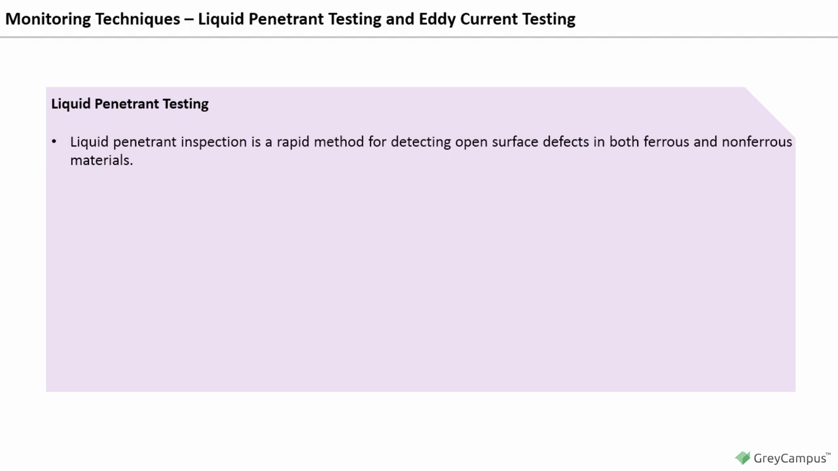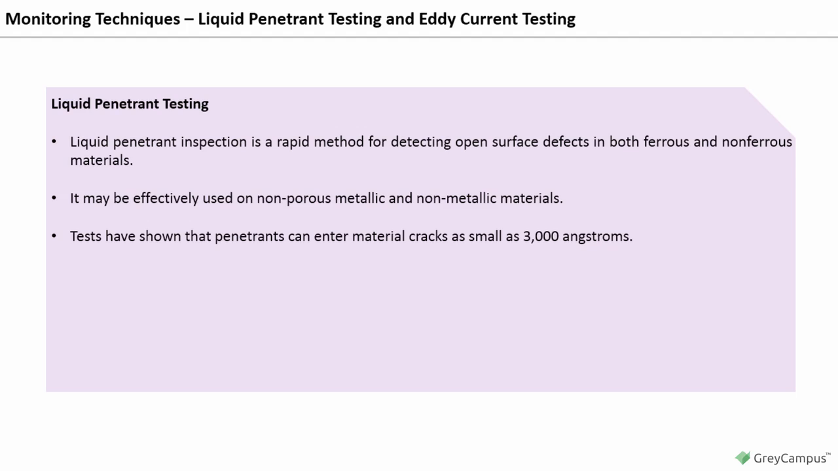Liquid penetrant testing. Liquid penetrant inspection is a rapid method for detecting open surface defects in both ferrous and non-ferrous materials. It may be effectively used on non-porous metallic and non-metallic materials. Tests have shown that penetrants can enter material cracks as small as 3,000 angstroms. The size of dye molecules used in fluorescent penetrant inspection are so small that there may be no surface cracks too small for penetration.